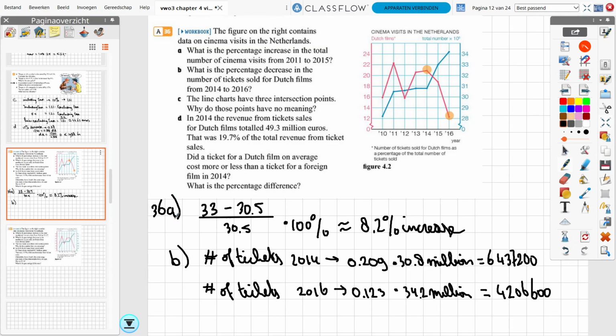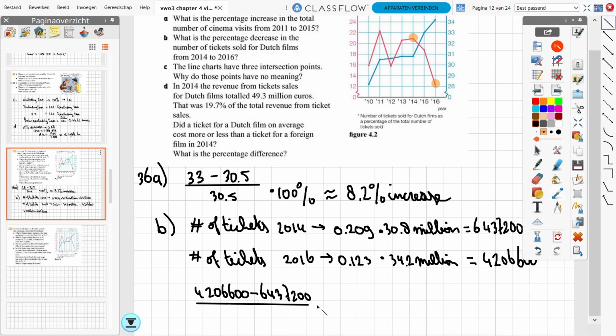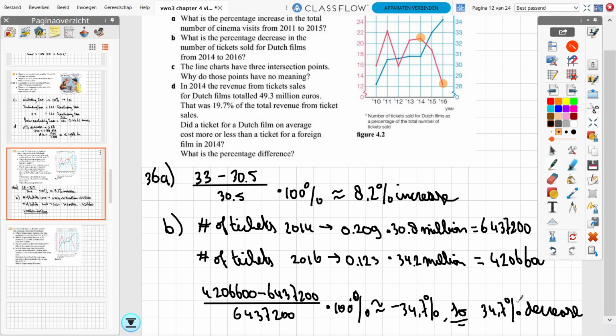And now we can finally do new minus old over old times 100%. Right, so this is new. So new minus old over old times 100% will give me approximately minus 34.7%. So, conclusion, a decrease of 34.7%. Okay, so this is a tricky one.